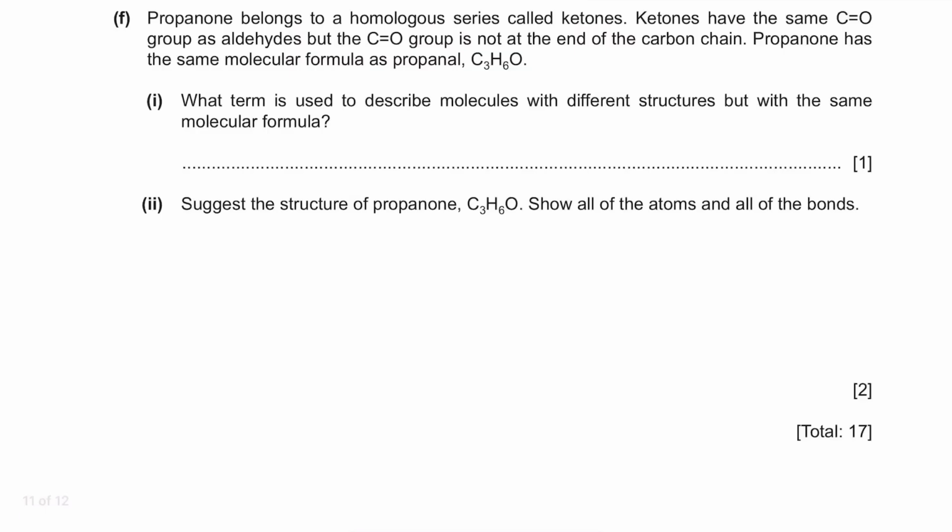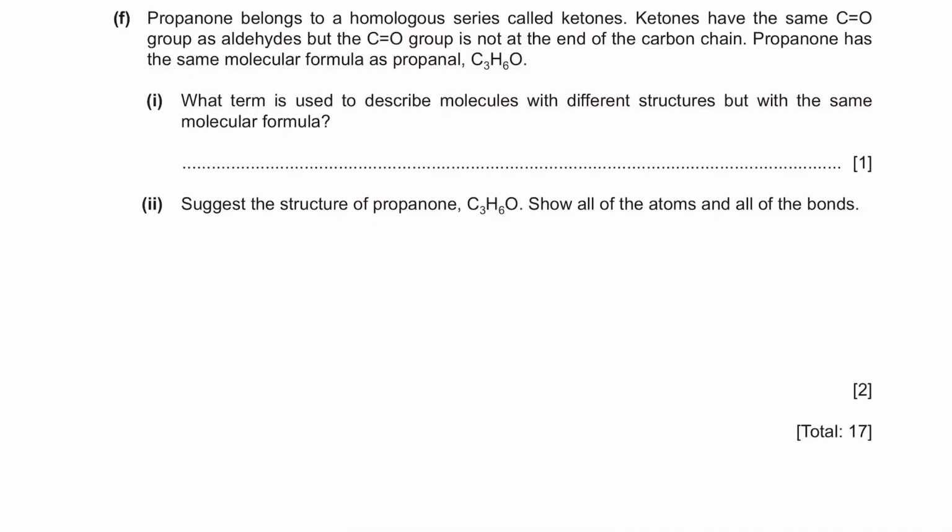Part F. Propanone belongs to a homologous series called ketones. Ketones have the same C-double-bond-O group as aldehydes, but the C-double-bond-O group is not at the end of the carbon chain. Propanone has the same molecular formula as propanal, C3H6O. What term is used to describe molecules with different structures but with same molecular formula?